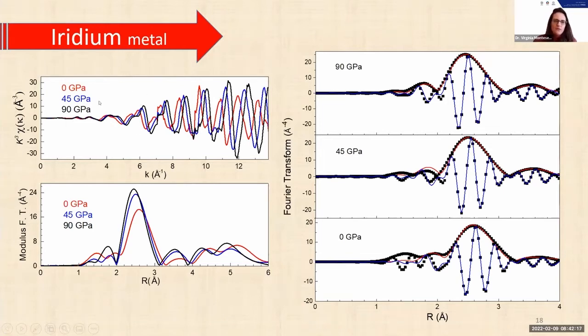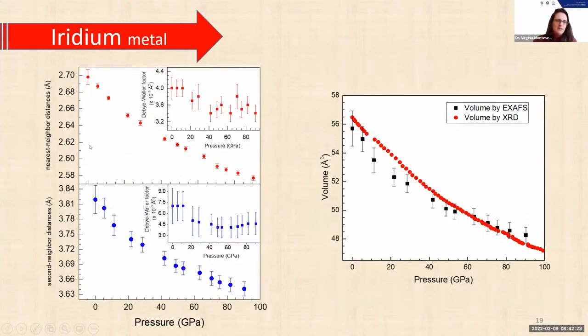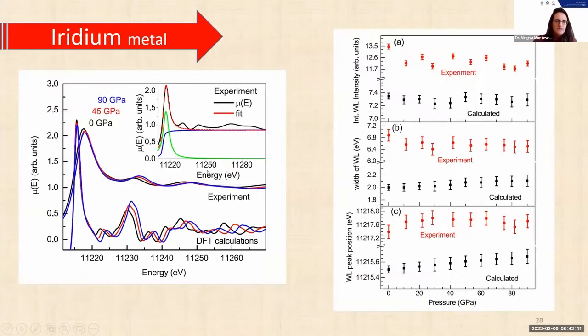And now we focus on the local structure. Here you see the EXAFS signal. After the EXAFS fit, we obtain the neighbor distances. So you see here the nearest neighbor distances and the second neighbor distances. You see in all of them they decrease monotonously. We don't see the effect of the core level crossing. So we will see what happened in the white line.